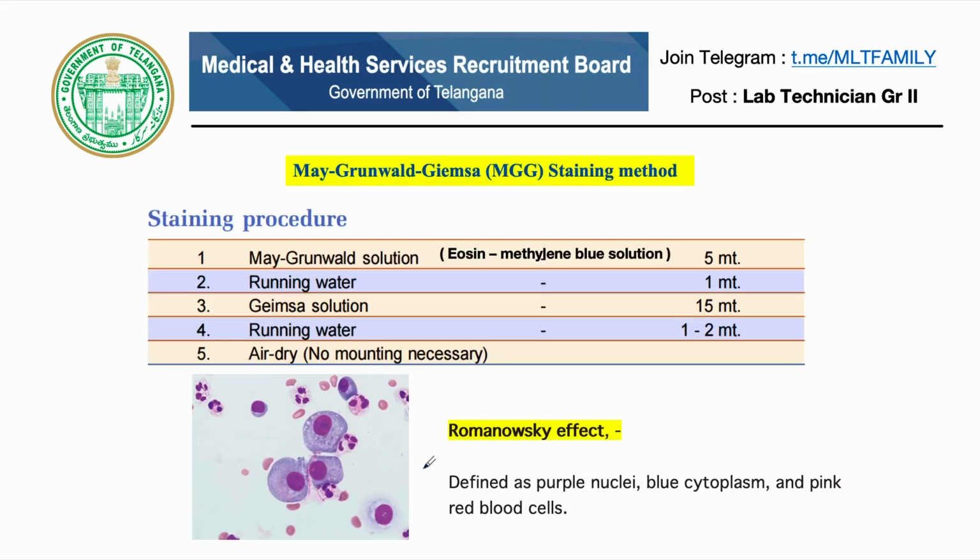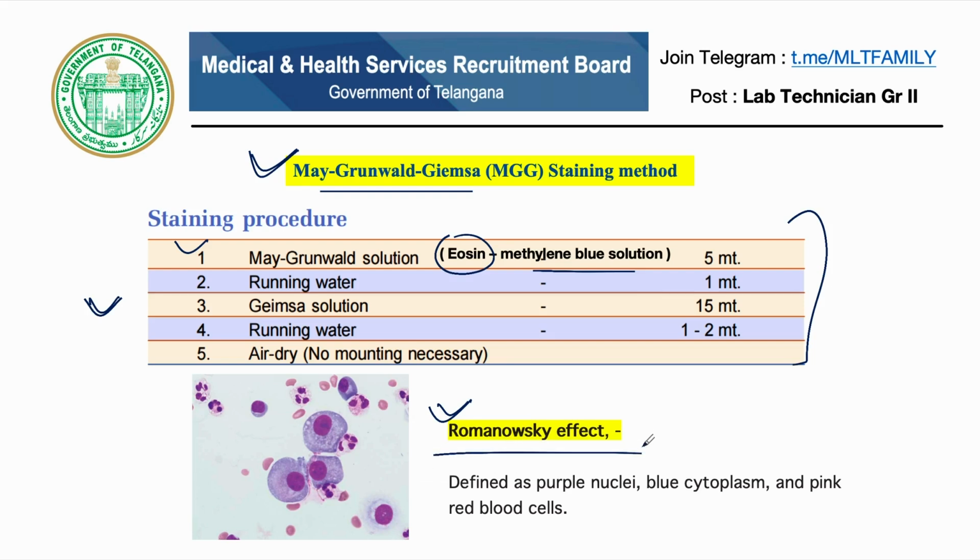Okay, now there are other stains, MGG stain, May Grunwald Giemsa stain, which has May Grunwald solution, which has eosin and methylene blue. And there is Giemsa stain. The procedure of the stain is very simple, and it is a kind of Romanowsky stain, so it gives the Romanowsky effect. The RBC looks pinkish, the cytoplasm looks blue, and the nuclei are seen purple. Okay, this is called MGG stain.